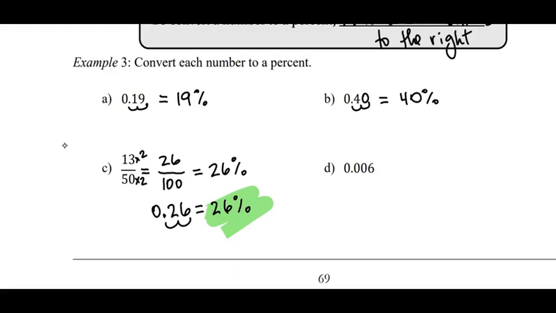And then the last one, in part D, you have 0.006. We're going to convert that to a percent. So take the decimal point, walk it twice. We're still at a zero part, so this is 0.6% for that one. These are your answers to these problems.